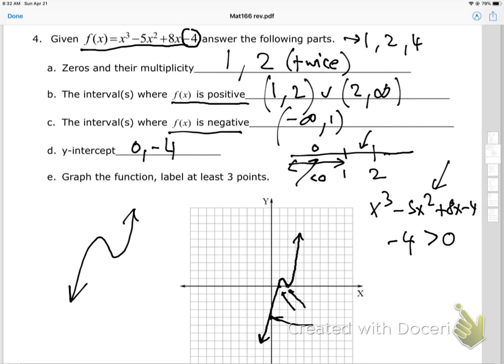Right, let's try a 1.5. Not great, but if I try a 1.5, it is going to give me something that's bigger than 0, okay? If I plug it back into here. So that's why I know that this area is good, okay? Now, if I try a 3, if I put a 3 in there, well, I can already see that 3 will give me something bigger than 0. So this area is good, okay?